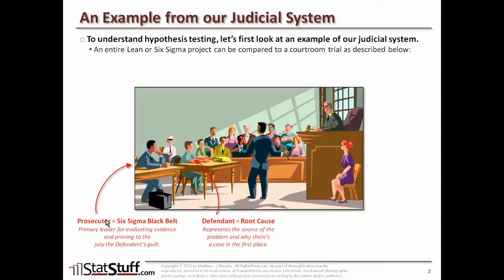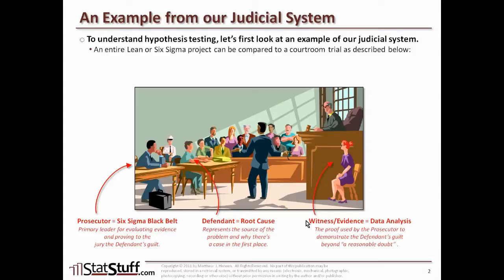Well, also then we have a prosecutor. The prosecutor might be representative of the Six Sigma black belt. That's the person who's leading the case, the person who's leading this entire project in this example, the one who's gathering all the evidence, working with all the team members and everyone involved to do the interpretation, everything related to applying the Lean Six Sigma tools and concepts in order to figure out what the root cause is and try to solve that root cause that's causing all the problems in the first place.